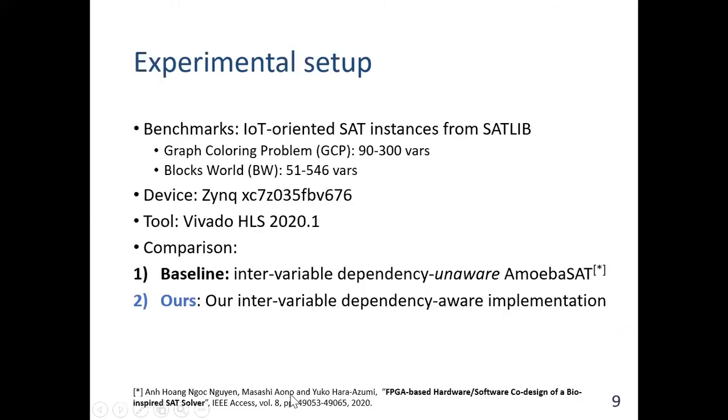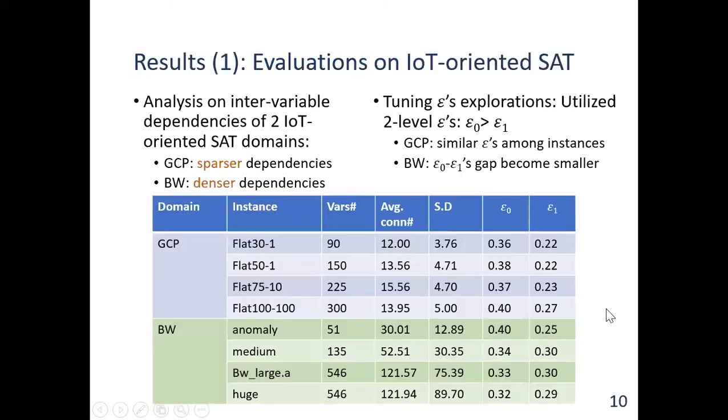In our experiment, we consider two groups of IoT-oriented SAT benchmarks: graph coloring problem, GCP, found in IoT scheduling, and blocks world, BW, found in planning applications. We compare our previous work, hardware Amoeba SAT, or baseline, and our intervariable dependency aware implementation, ours.